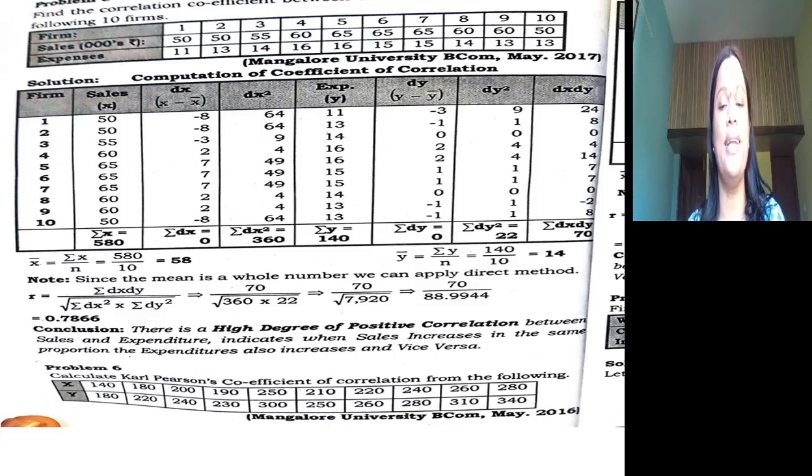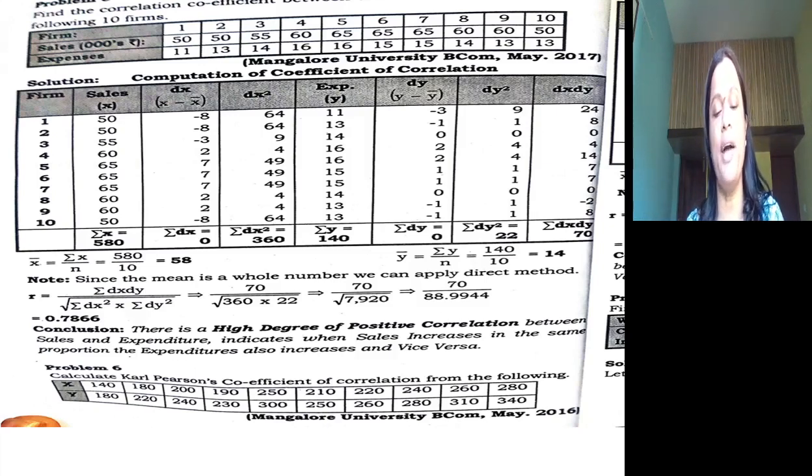Then they squared the deviations and arrived at dx square as well as dy square. Once we arrive at dx square and dy square, we have to calculate the sum of dx square and the sum of dy square. Then we should multiply dx and dy and calculate the sum of dx dy. In this problem, the sum of dx dy is 70.